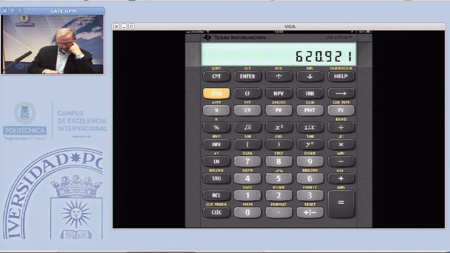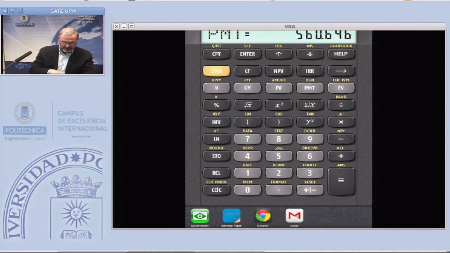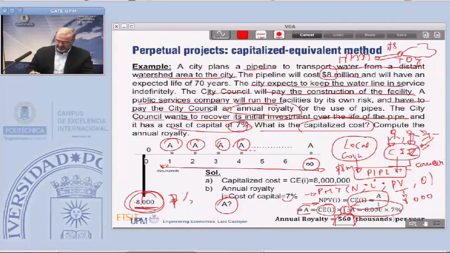Using the calculator, we clear, then enter 7% interest rate, present value 8,000 minus, future value 0. Let me explain, using for example 100 as the number of years, which is like infinite, and then computing the annual payment, you see the same number, 560, as using the direct formula, 560,000.